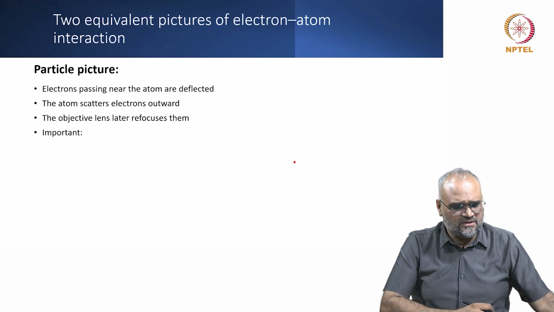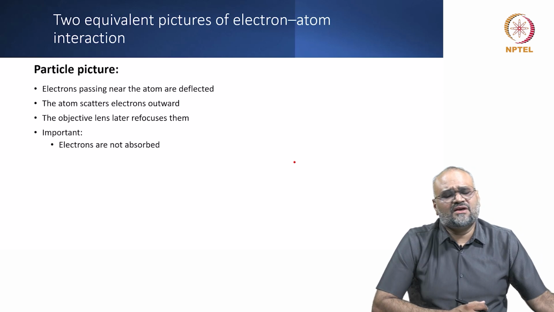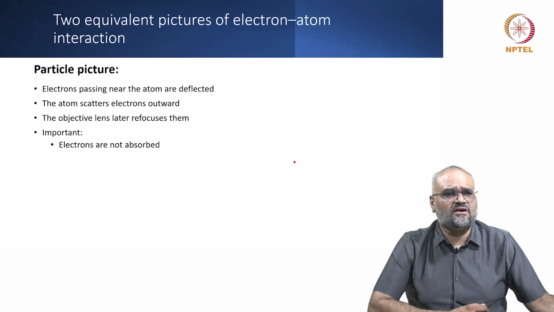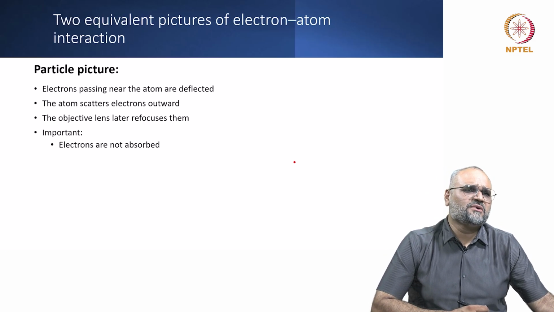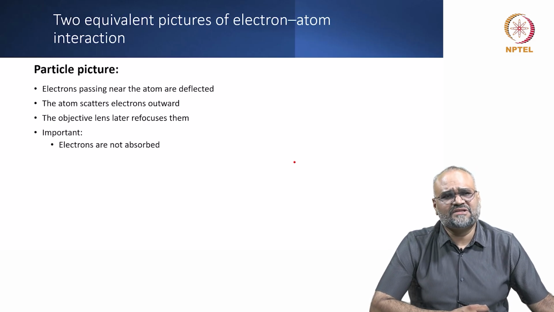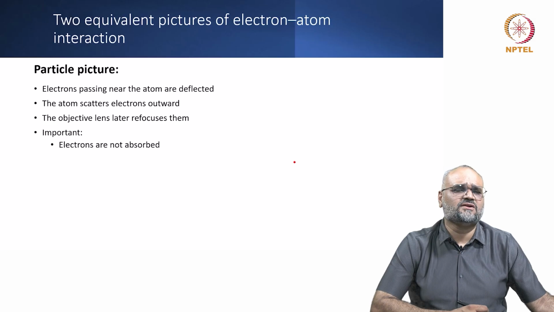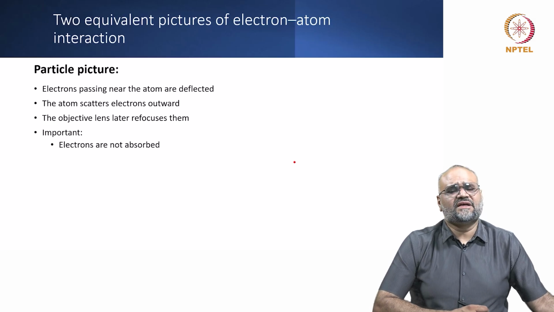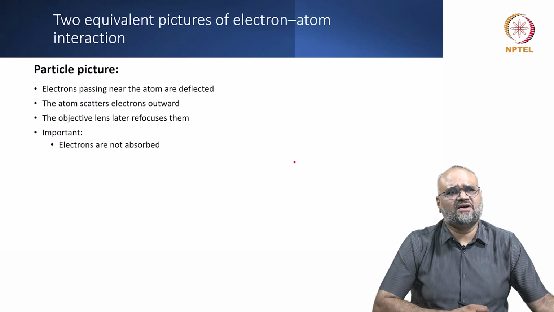What you should remember is that in this picture, we are assuming that the electrons are not absorbed. Out of the several interactions that happen when an electron beam interacts with the specimen, there would certainly be a very small fraction of absorbed electrons, but largely we are assuming all the electrons are transmitted forward, and then there is a strong scattering event. The total intensity is conserved.